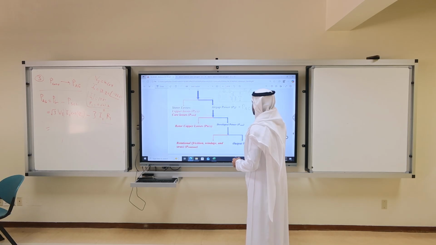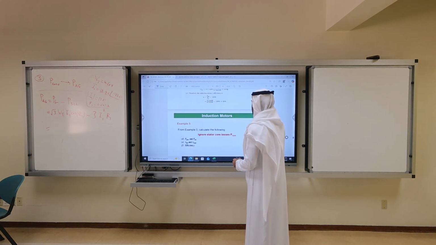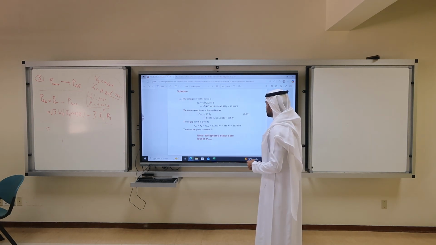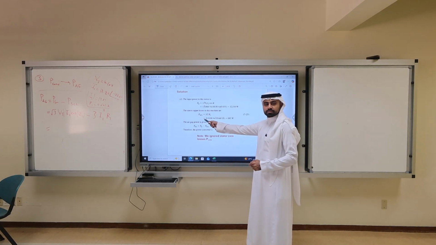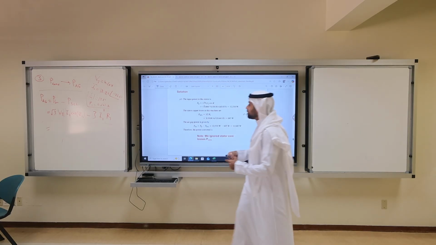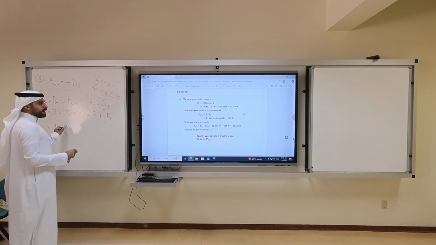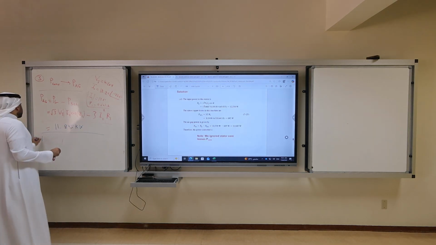Let's check example 5. Maybe you used 480 or 460. I forgot to multiply by 3. Yeah, so 845. Don't forget the 3. So it is 11.845 kilowatt. So what is P converted?